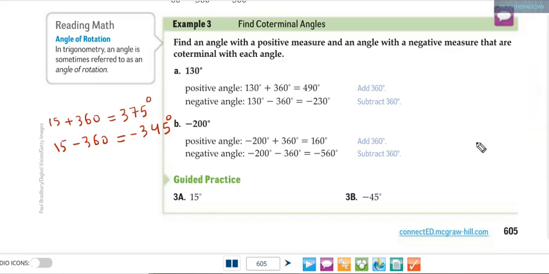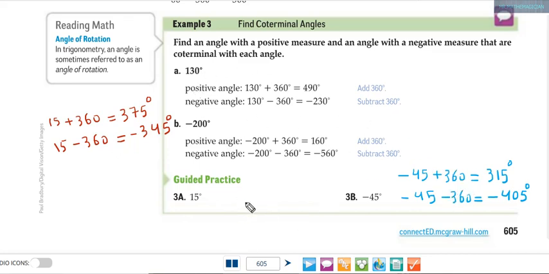Now, how can we do it to this one? I have negative 45. Let's add 360. This will give you positive 315 degrees. Now, the negative 45 minus 360 will give you negative 405 degrees. See how easy? So coterminal, add 360 or subtract 360 according to what is required.